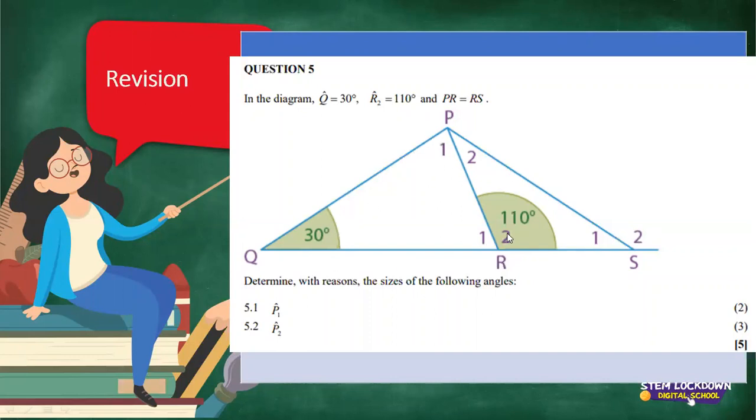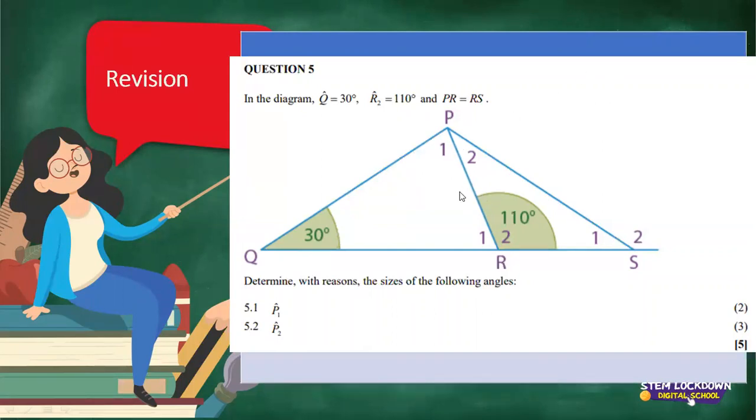This must equal to this. So the exterior angle of a triangle is equal to the sum of the opposite interior angles. Exterior angle of a triangle must be equal to the sum of the opposite interior angles.